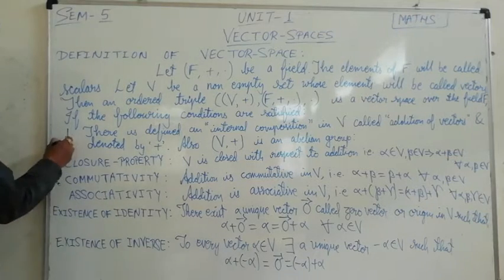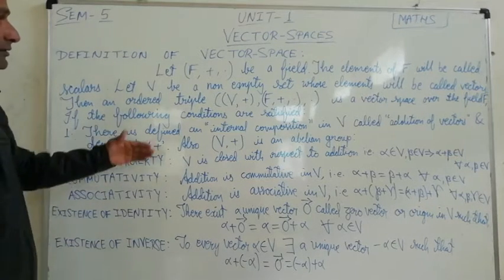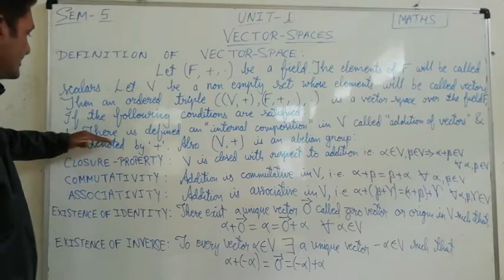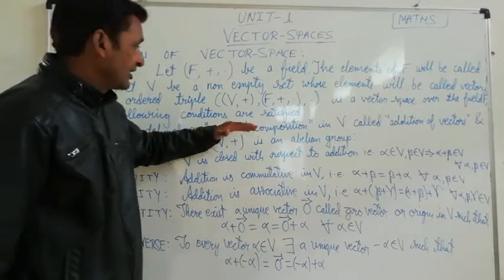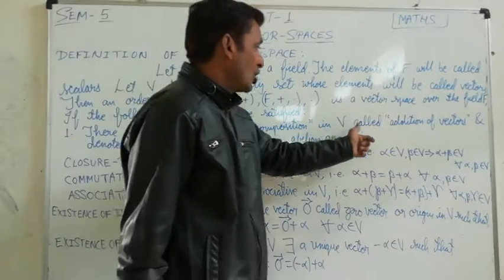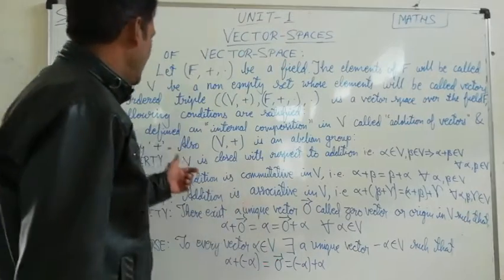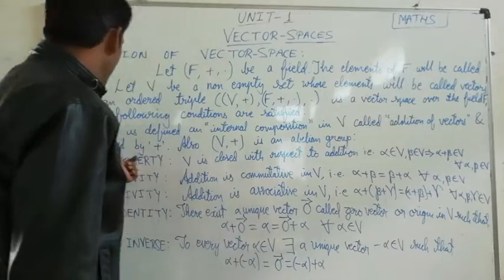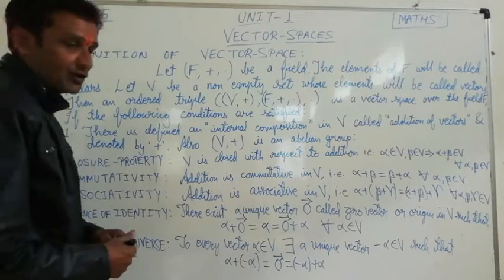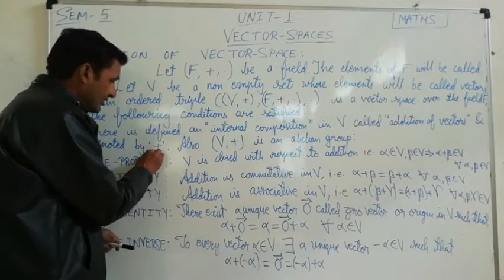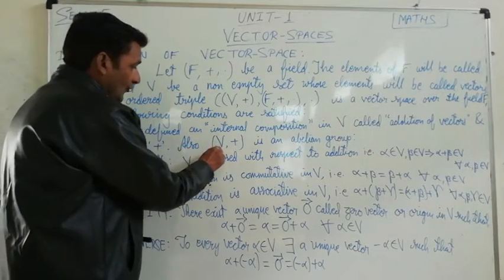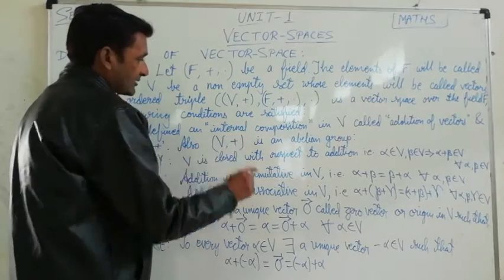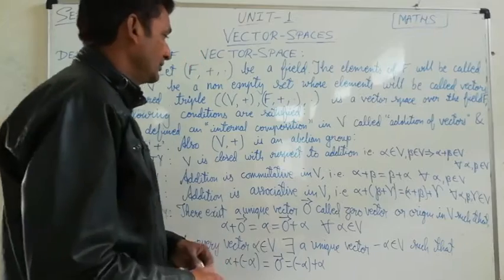So the first point in this vector space condition is: there is defined an internal composition in V called addition of vectors, and denoted by plus. Also, (V, +) is an abelian group.